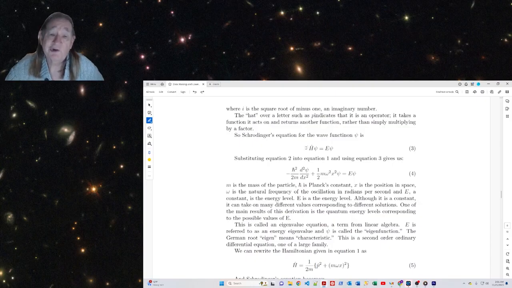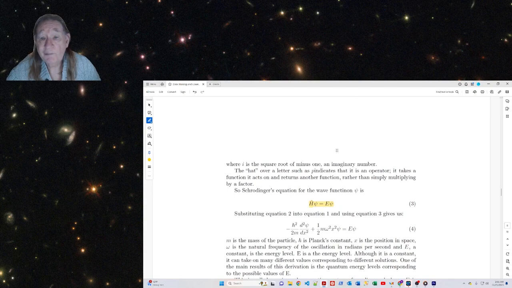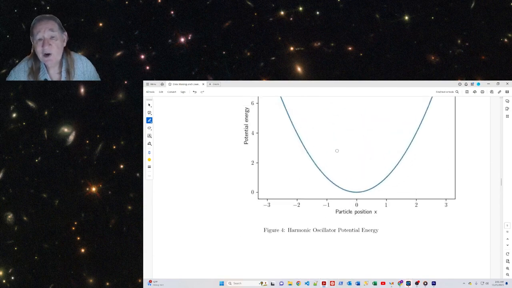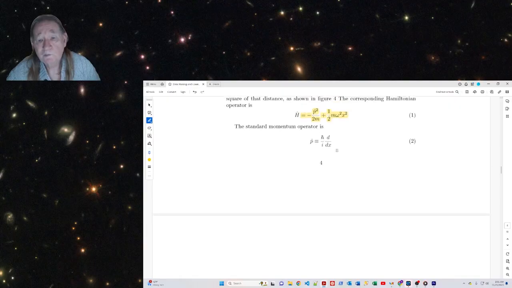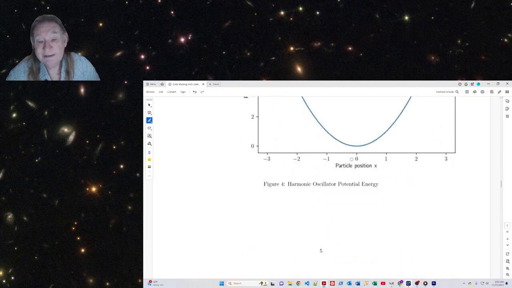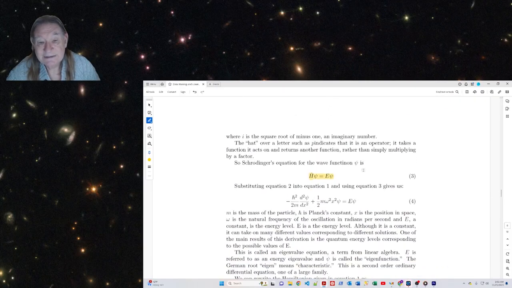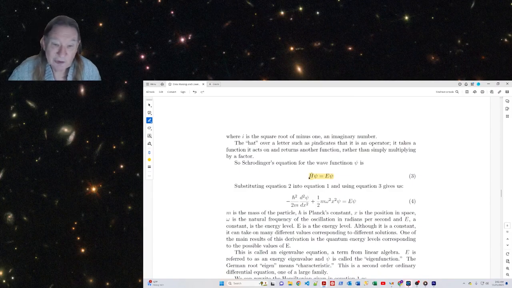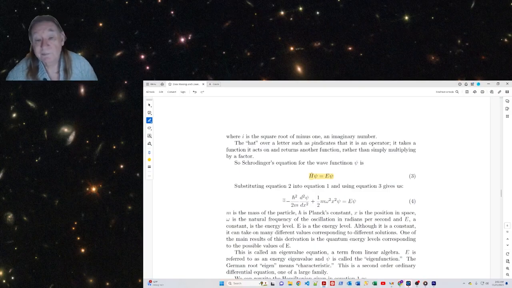Here's Schrodinger's equation in its most abstract form. This is what's called the time-independent Schrodinger's equation. And what that means is it's the one we use to get energy levels. So if we substitute equation 2, the formula for the momentum operator, into the Hamiltonian H, and put that in equation 3, then this is what we get. And this is Schrodinger's equation.